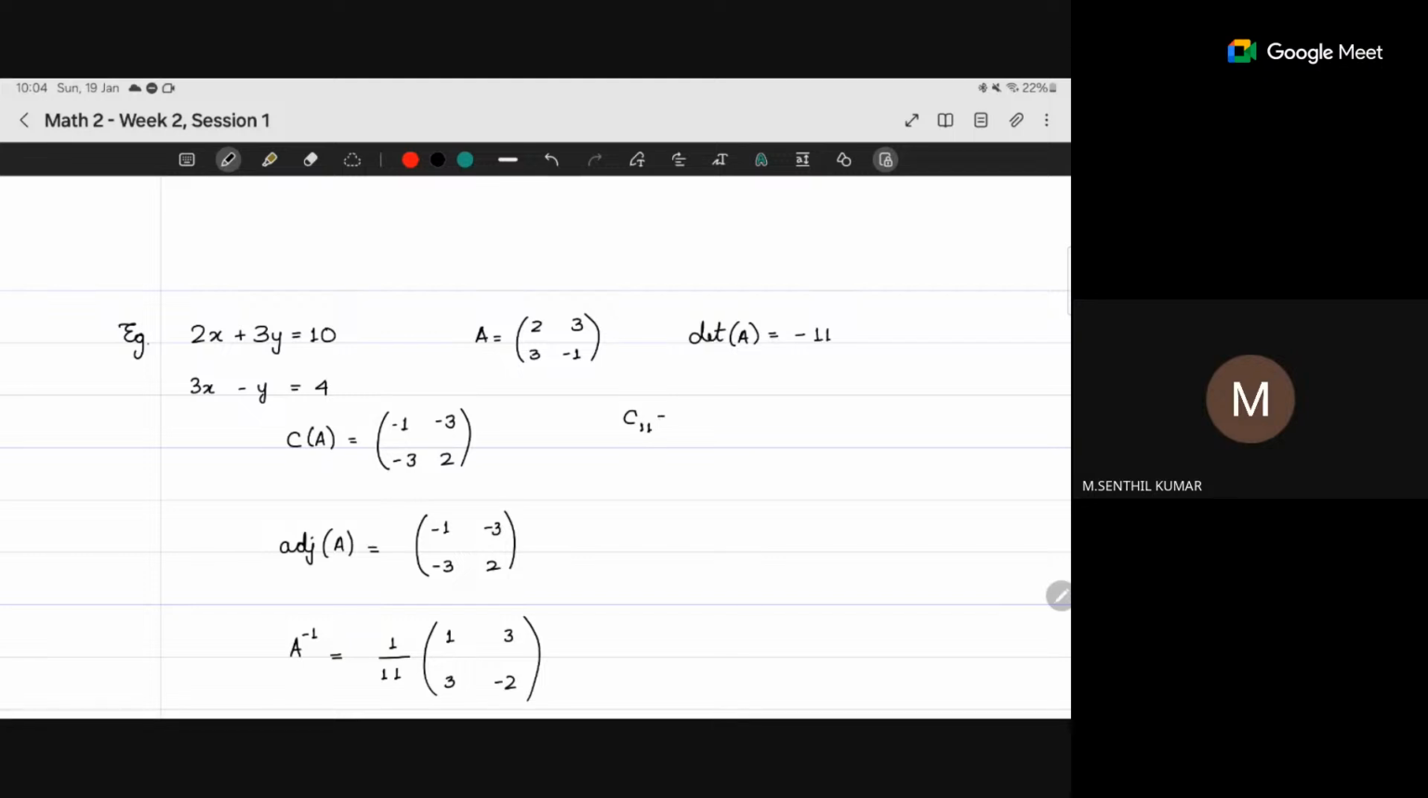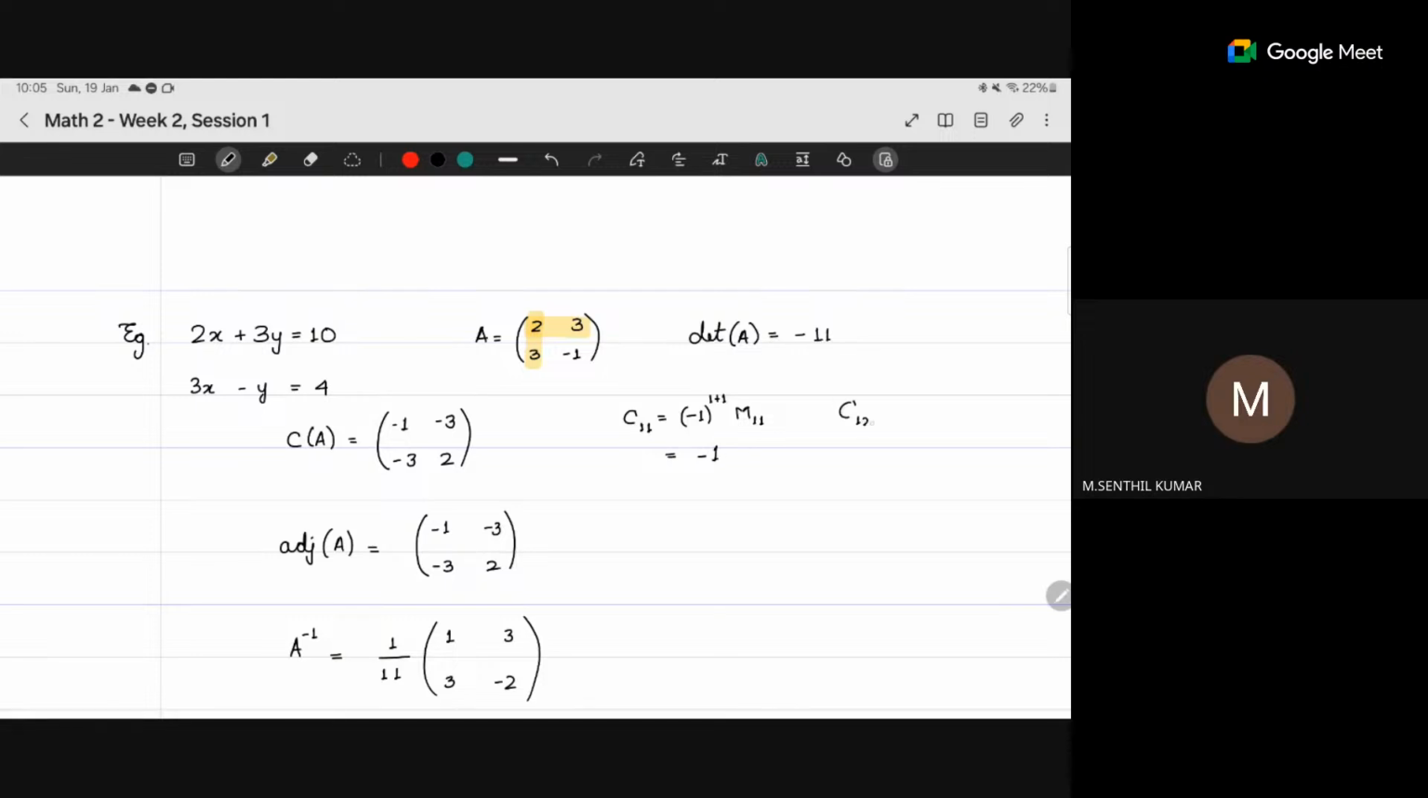C11. This has to be -1 to the power 1 plus 1, M11, correct? Now, what is M11? M11 is obtained by deleting the row and column which contains the 1,1 element. So what is remaining is just -1, right? So this is just -1. So the -1 to the 1 plus 1 is +1, and M11 is -1.